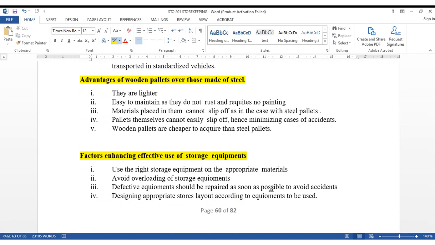Factors enhancing effective use of storage equipment. When we talk about these factors, we relate it to the fact that equipment needs to be conveniently utilized. They need to be optimally used. They need to be effectively used.